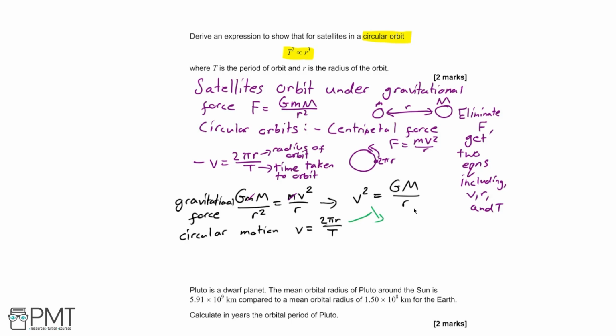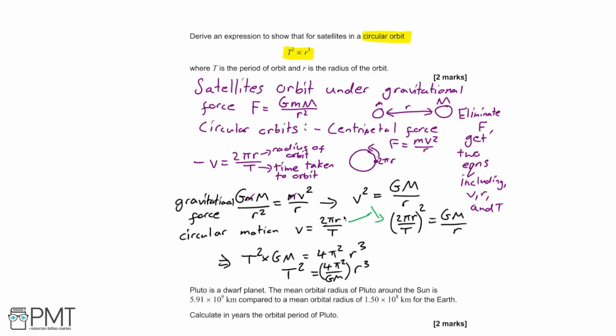And what we get then is that by substituting in v, we have (2πr divided by T) all squared is equal to GM divided by r. So tidying up then, if we multiply both sides by r and both sides by T squared, we get T squared times GM is equal to 4π squared times r cubed. So finally, we get T squared is equal to 4π squared divided by GM, and that's all multiplied by r cubed.